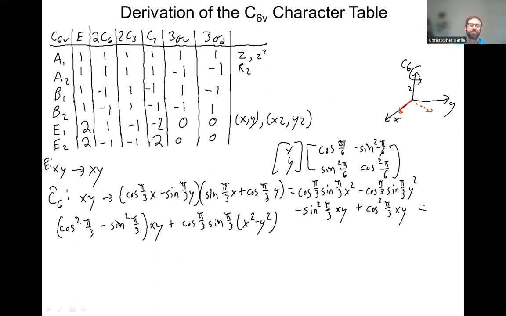Factor that out. Okay, and so we can clean this up a little bit more by taking advantage of a trigonometric relationship, which is that cosine squared of x minus sine squared of x equals cosine 2x. You might remember that one from something. And so what this tells us is that this term here can be simplified to cosine 2 pi over 3 times xy, right? And then we have this other part.